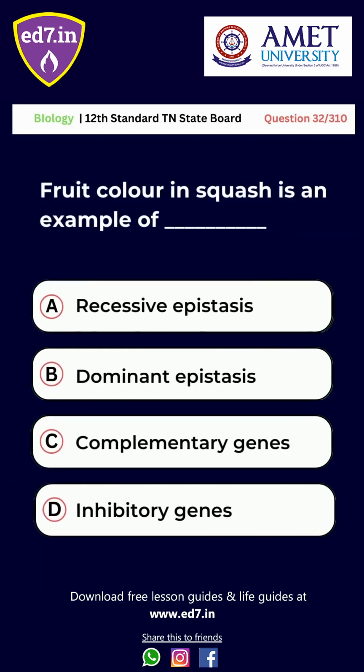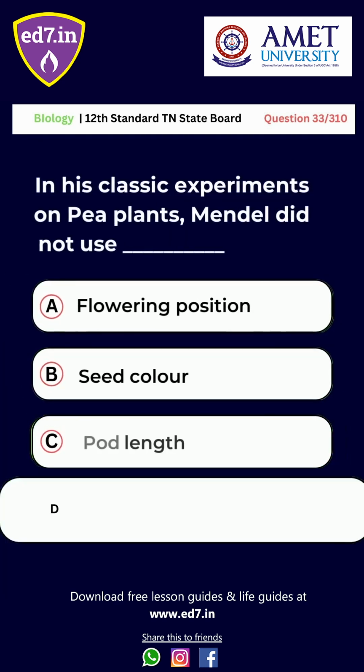Question number 32. Fruit color in squash is an example of A. Recessive epistasis. B. Dominant epistasis. C. Complementary genes. D. Inhibitory genes. And the right answer for this question is option B, dominant epistasis.